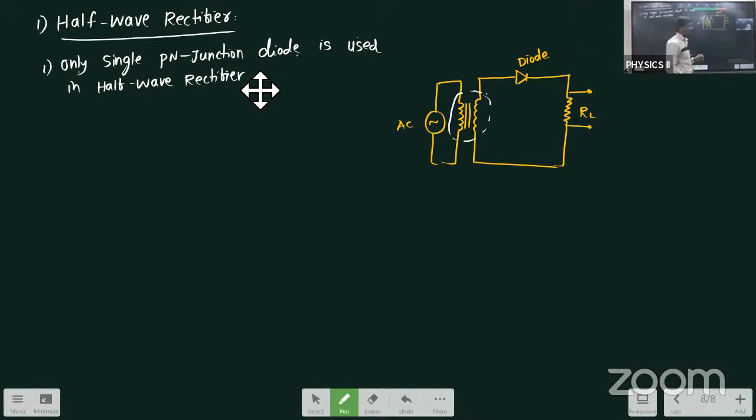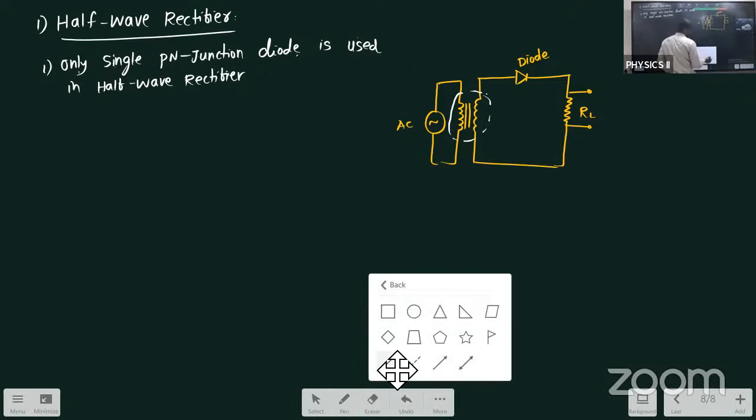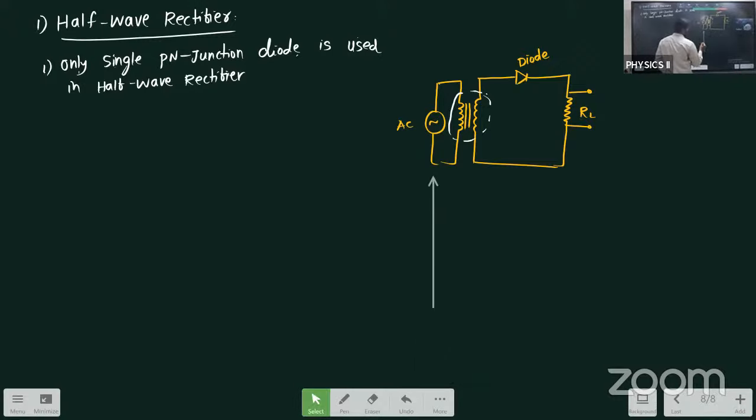Now carefully see here. I am trying to draw the input and output cycles for this. See here. Everyone carefully see here.